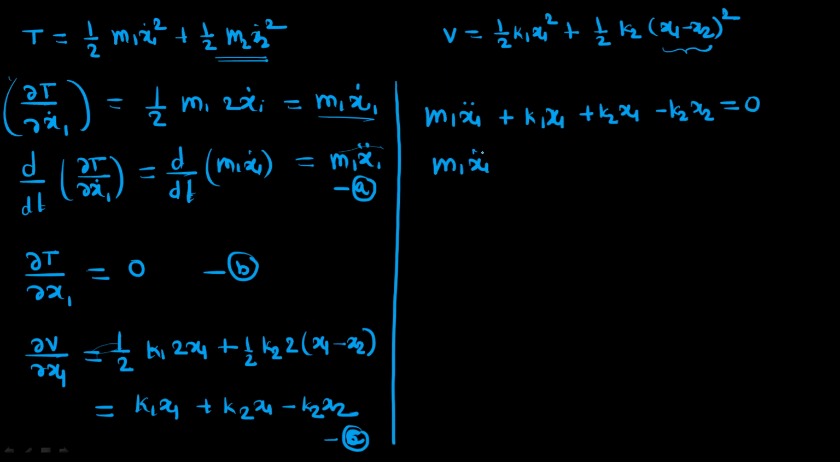So m1 x1 double dot plus (K1 plus K2) x1 minus K2 x2. This is 0. You can take this as equation A. So this is actually the equation of motion. When the system is a multi-degree of freedom system, then we will get a number of equations of motion equal to the degrees of freedom. So this is the equation of motion.